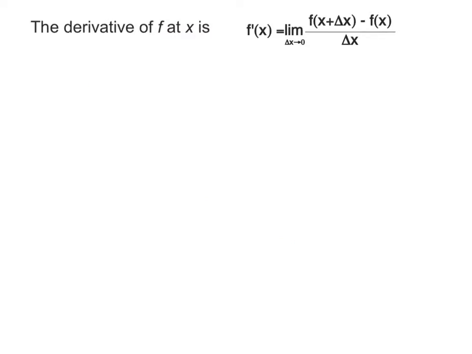So here's our definition of the derivative of f at x. And you're just going to have to memorize this, okay? So the derivative, or f prime of x, is the limit as that delta x approaches 0 of f of x plus delta x minus f of x over delta x. And then we just treat it like a limit.